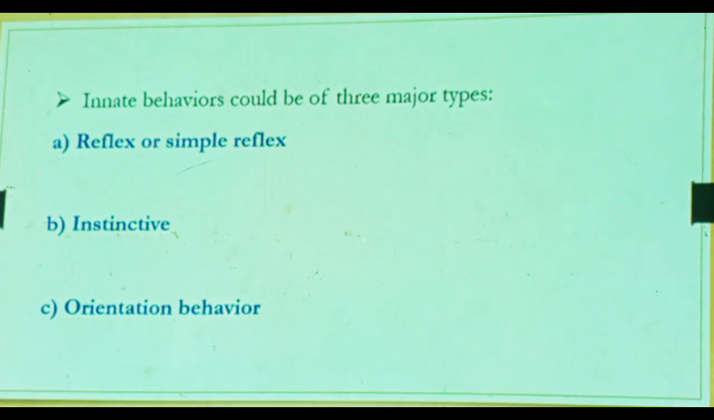Innate behavior could be of three major types. We can divide innate behaviors into three major categories. The first, reflex or simple reflex. The second, instinctive behavior. The third, orientation behavior, which of course involves innate behavior based on movement of the organism.